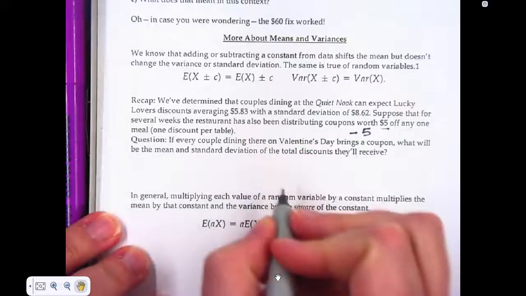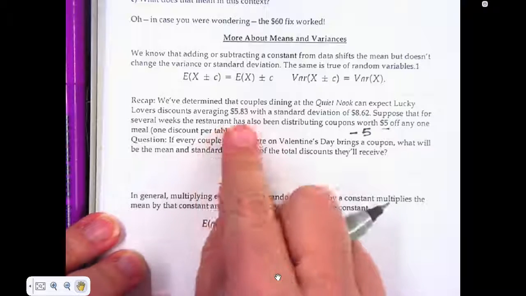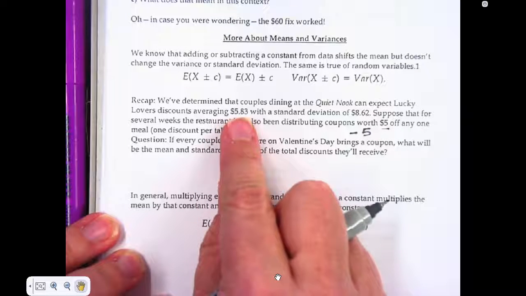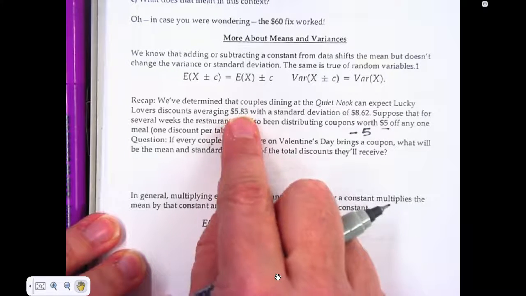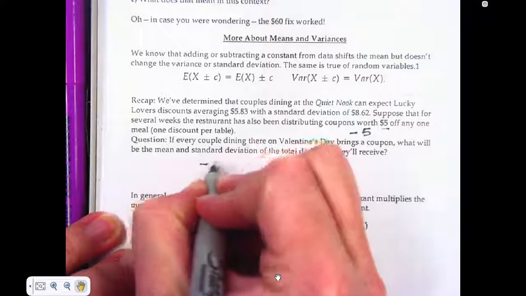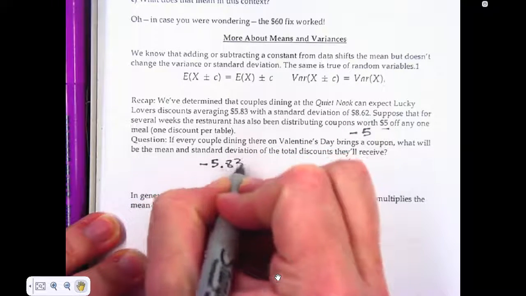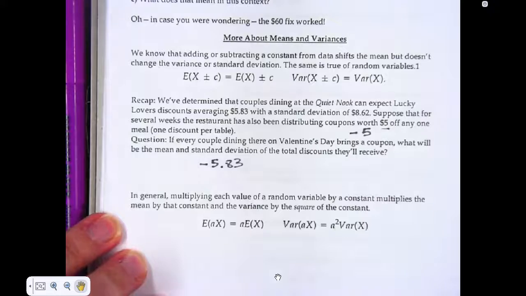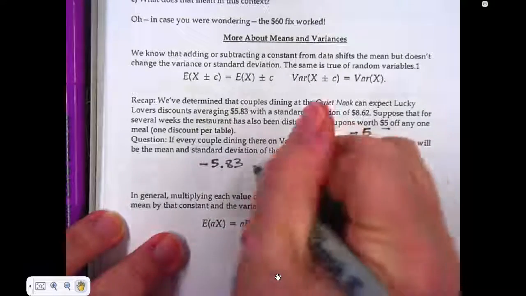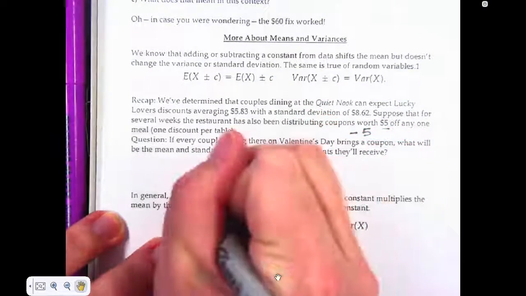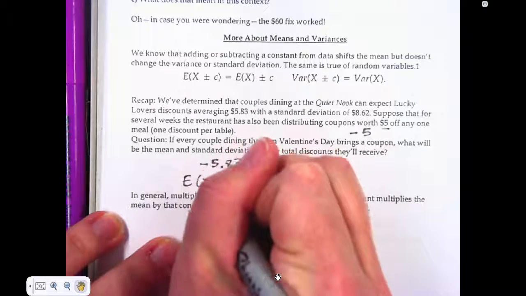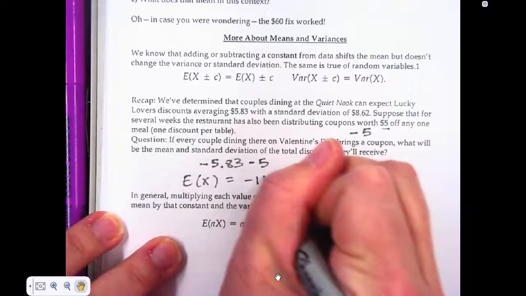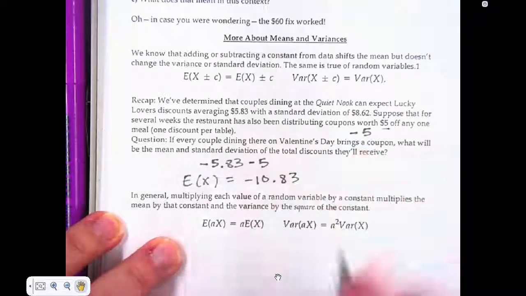So my new mean is going to be even less than what it was. Now, you have to think of it this way. The discount was $5.83, so really that was already a negative $5.83, an average discount. So if you take that 5 away from that, my new expected value, or my new discount, is going to be negative $10.83.